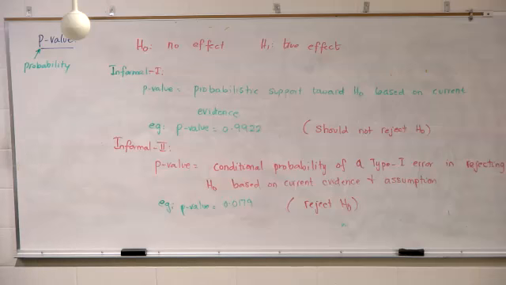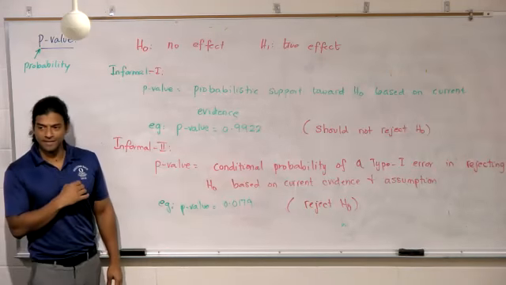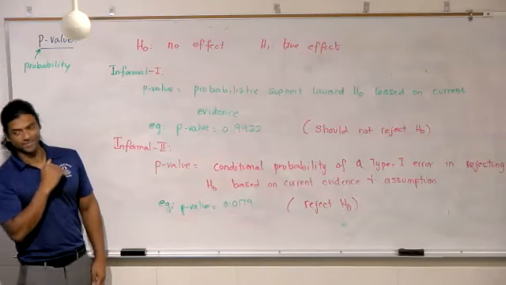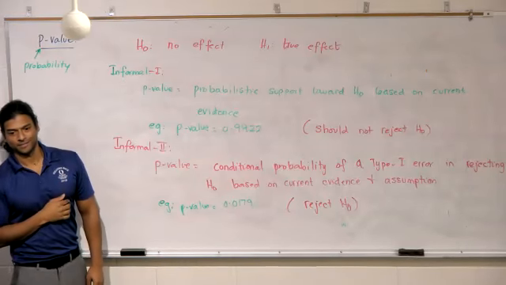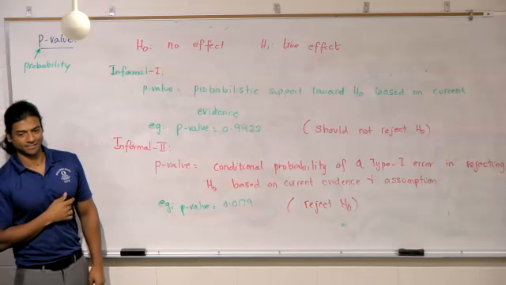Now comes the formal. Wait, you said the p-value was what? The p-value is the probability of a type 1 error in rejecting the null. What if it's like 50%? You can't reject.